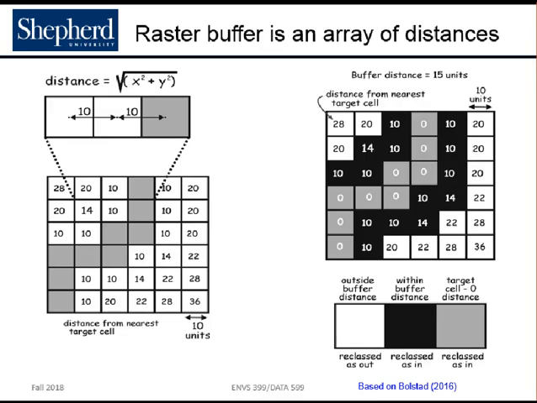Raster buffers combine a minimum distance function and a binary classification function. A minimum distance function calculates the shortest distance from a set of target features and stores this distance in a raster data layer. The binary classification function splits the raster cells into two classes: those with a distance greater than the threshold value and those with a distance less than or equal to the threshold value.